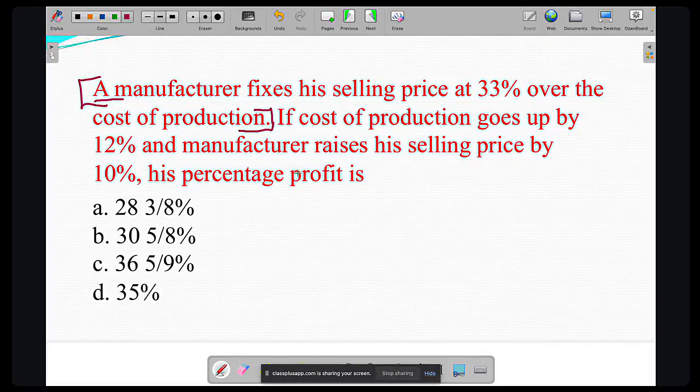Always assume cost price. That is the first thing. Yes, cost price. If you assume 100 rupees, then selling price is 33% over the cost price. Then tell me what is the selling price?